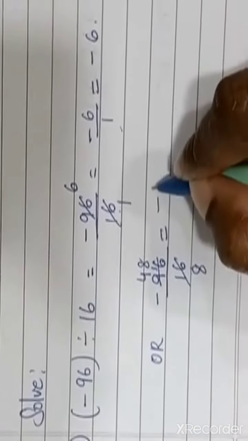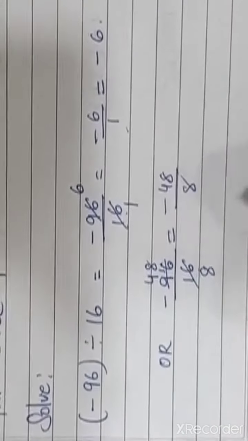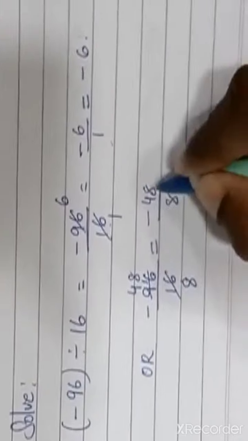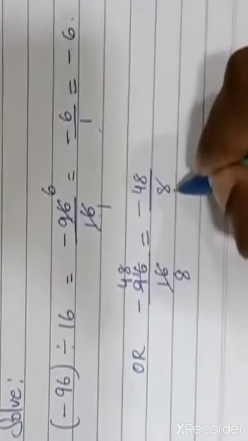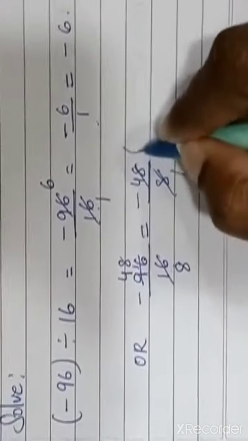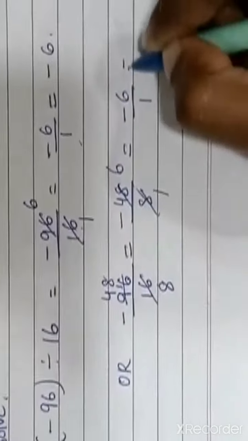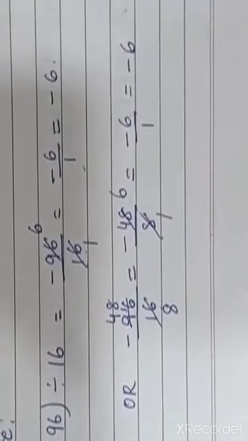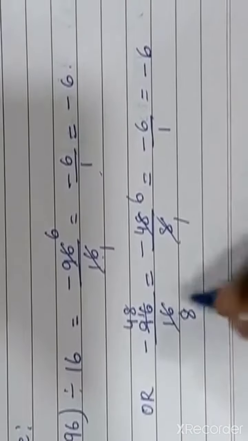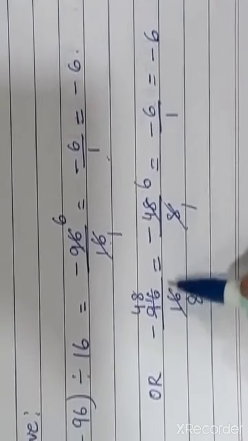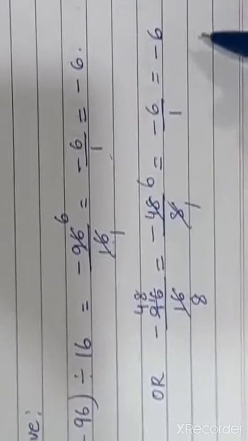So what we got? Minus 48 upon 8. Now again, 8 and 48 you can take directly. Here 8 ones are 8, 8 sixes are 48. So we got minus 6 upon 1. The answer is minus 6. Like this you can make the number smaller and smaller and then you can divide.